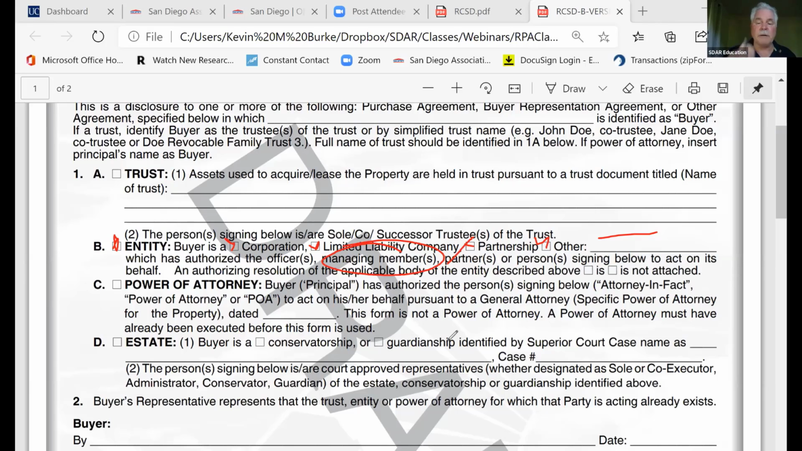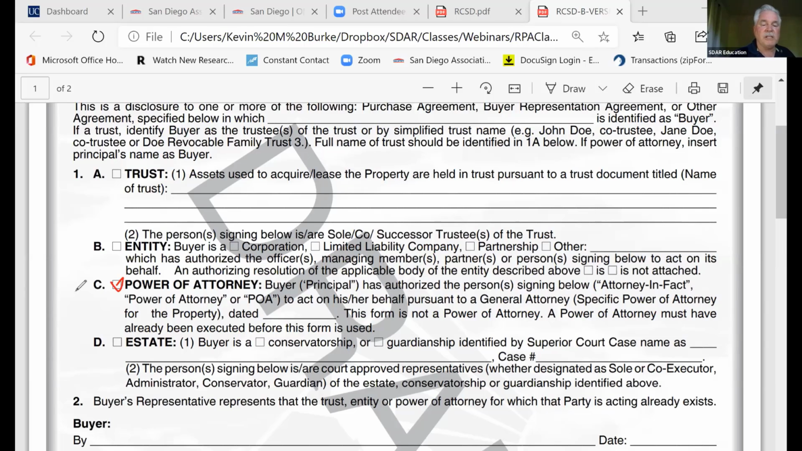Please remember to check the box, is or is not attached. So did you convey that at the time of the offer? Because remember, you're representing the buyer here. Did you convey that at the time of the offer, or how long do you have? 3 days to supply that to the other party and to the escrow holder, not just the escrow holder. So it's an and statement, okay?